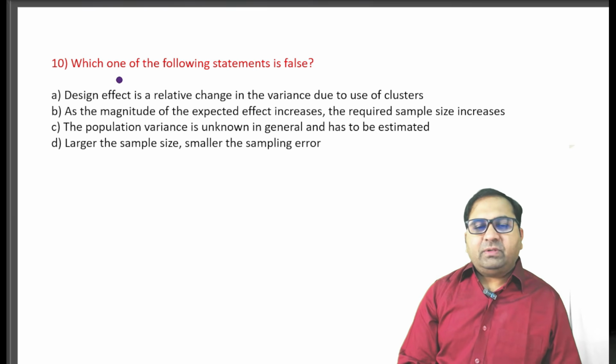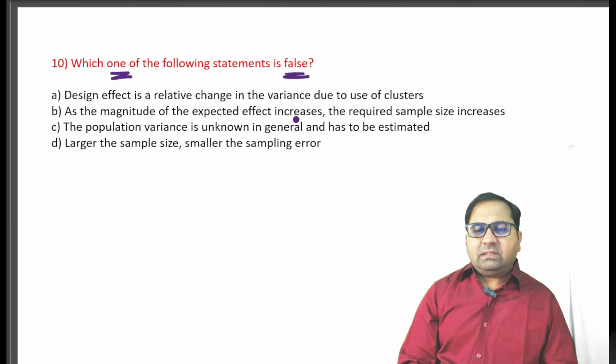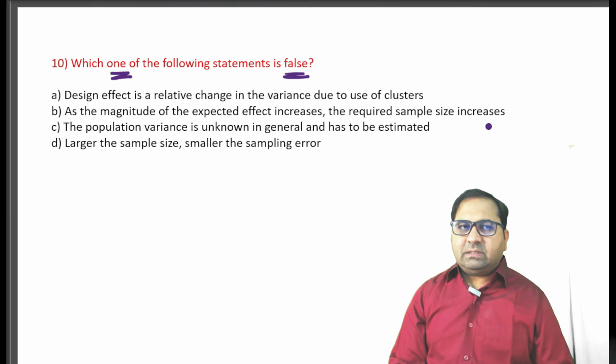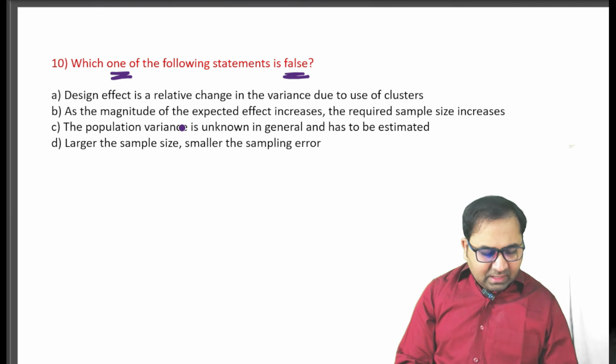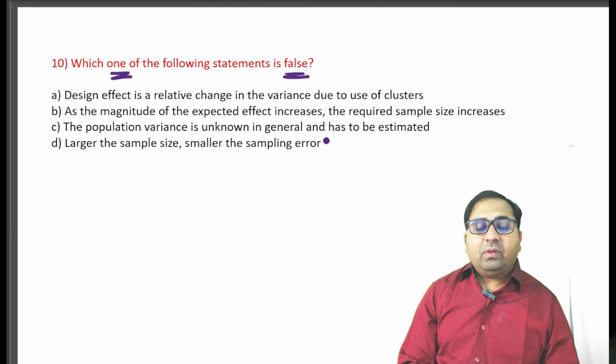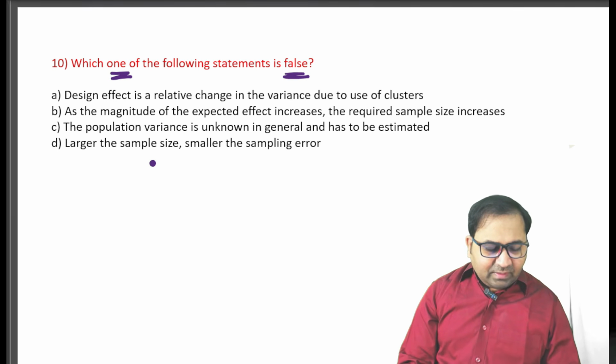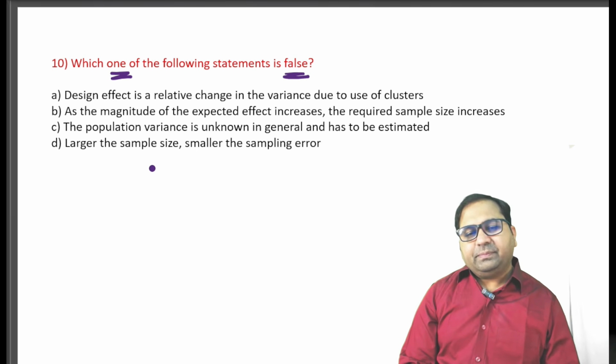Now coming to the next question, which one of the following statements is false? Option A, design effect is a relative change in the variance due to use of clusters. Or option B, as the magnitude of the expected effect increases, the required sample size increases. Or option C, the population variance is unknown in general and has to be estimated. Or option D, larger the sample size, smaller will be the sampling error. So which of the following statements is false?